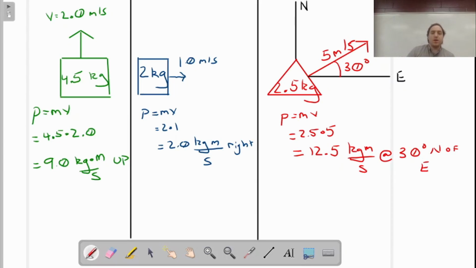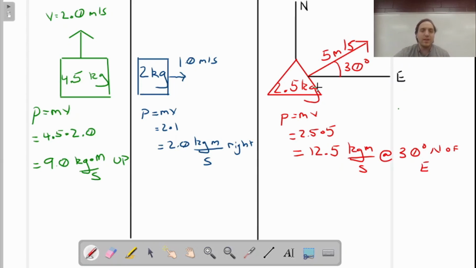If you've gone through and done this math very carefully, you should get the following values. For the green box, you should get 9.0 kilograms meters per second up. For the blue box, you should get 2.0 kilograms meters per second to the right. And for the final one, you should get 12.5 kilograms meters per second at 30 degrees north of east.